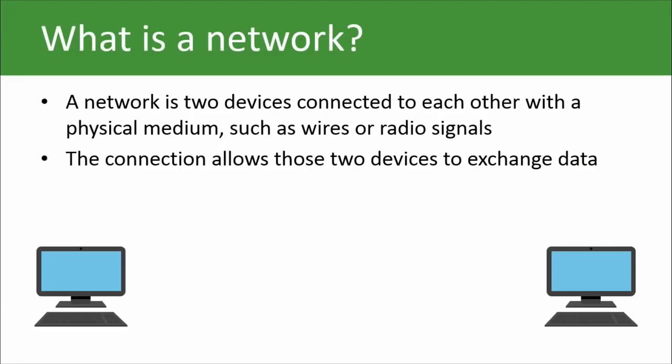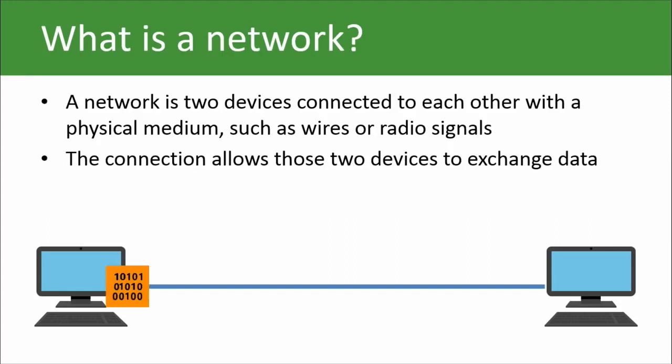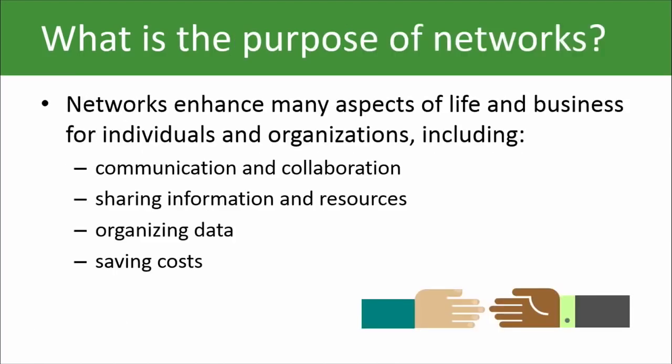A network is just two devices that are connected to each other with a physical medium, like a wire cable or a radio signal. This picture here, just a wired cable, like an Ethernet cable. The connection allows two devices to just exchange data back and forth. So there we have some data moving across, some binary there. We'll talk about binary in a little bit.